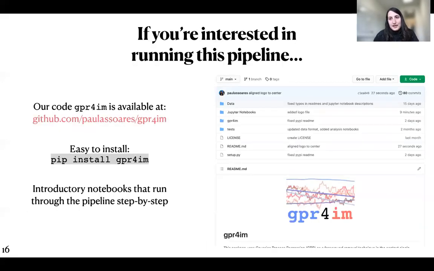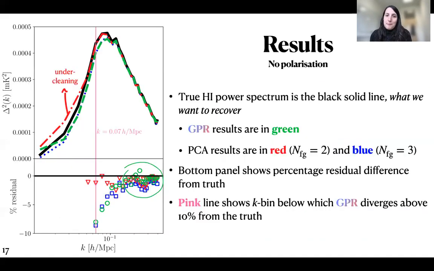And if you're interested in running this pipeline or learning more about this, we have some publicly available code on GitHub that is easy to install. There's lots of introductory notebooks that run through this pipeline step by step using some simulations that are also in the GitHub. And they run through how you can do this with gradient descent or nested sampling. So if you're interested in learning more about this, check that out. And now I'm going to talk about our results.